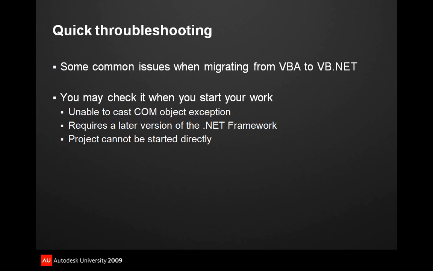Also, if you compile your project using ObjectARX 64 bits and try to run on a 32 bits machine, you can also see this exception. The second is that it requires a later version of .NET assembly. We saw this problem before, and we can simply change it by changing the target .NET version. And the project cannot be started directly. This is because Visual Basic Express Edition does not have debug options, so you need to manually edit the VB project file or use the post-processing macro. This is also detailed in the document attached to this presentation.